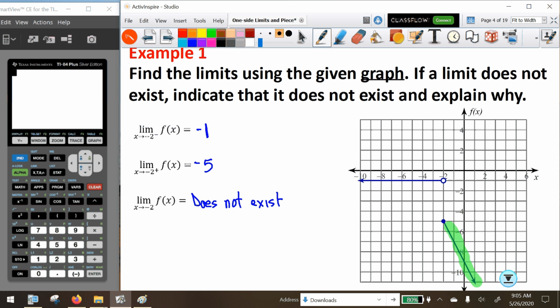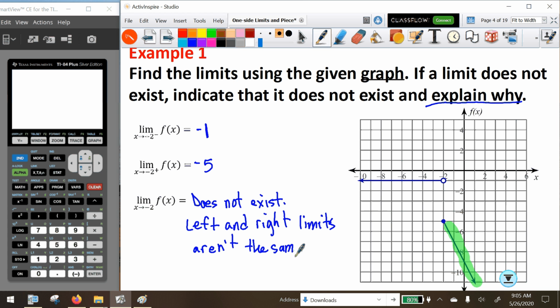And for our reasoning, we have to explain why. We can just say that the left and right hand limits don't equal one another. The left and right hand limits are not the same, so therefore the limit does not exist. All right, and let's see another example, another graphical one.